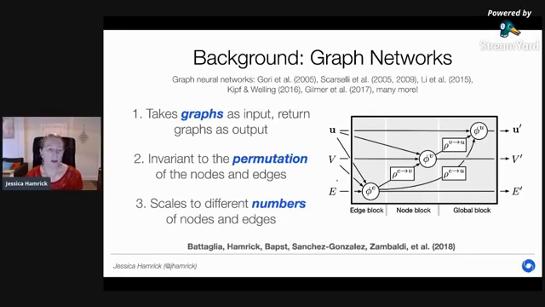But perhaps the most relevant feature here, at least for our purposes currently, is that graph networks can scale to different numbers of nodes and edges. So they're not necessarily going to give the same answer if you give a different size graph, but it'll still be able to process that. And that's, again, because it does these local computations over the individual nodes and edges, and that allows them to just do more computation, if you need to, for graphs of different sizes.